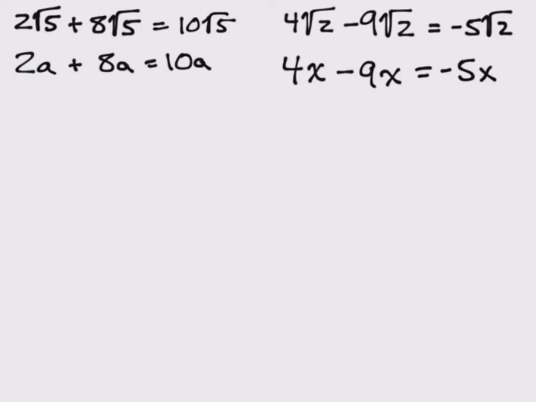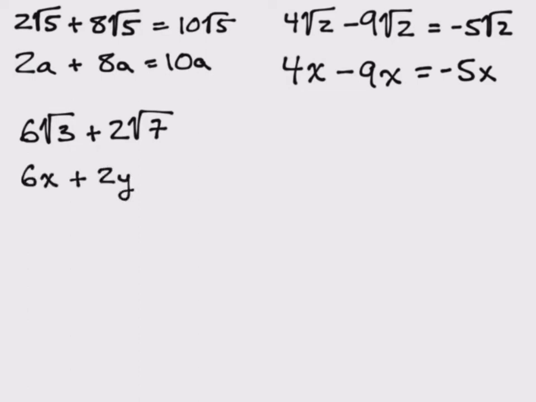Now what happens if those radicands aren't the same? So for example, 6 times the square root of 3 plus 2 times the square root of 7. Here, things look a lot less straightforward, and we might be thinking, how do I add these? Well, we can't. This is just like saying add 6x plus 2y. And what is 6x plus 2y? It's 6x plus 2y. There's nothing more we can do with this.